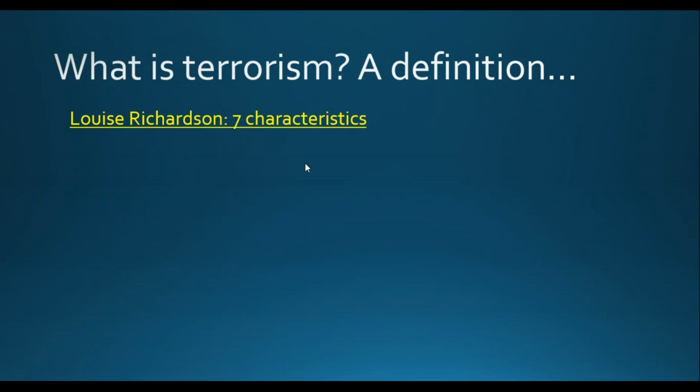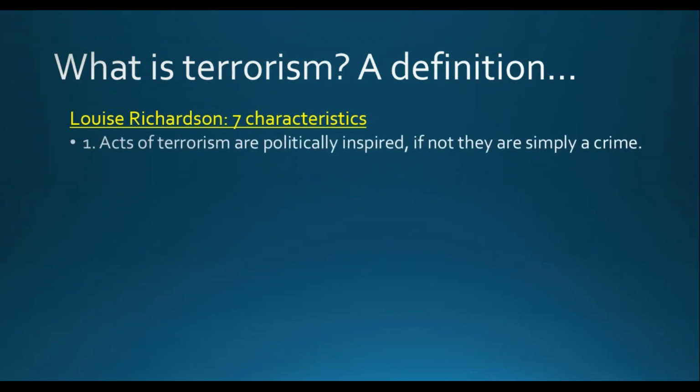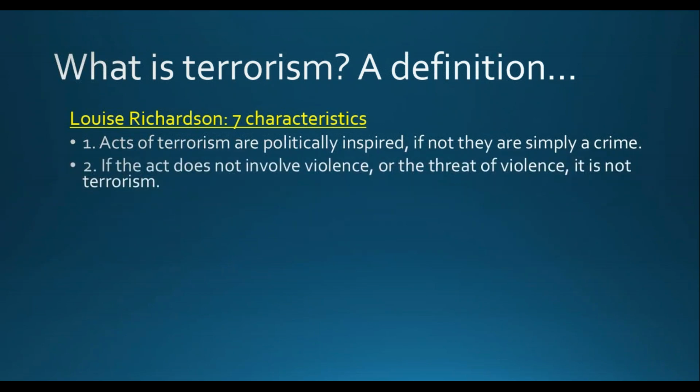But for me, and I apologise if anyone said this, the line's breaking up at times, what differentiates terrorism from all other forms of violence is that it is absolutely politically inspired. We talk about it as a form of political violence. For terrorism to be terrorism, it has to have some kind of political motivation. If not, then it's simply crime. Of course, Richardson argues that if the act does not involve violence or the threat of violence, it isn't terrorism.